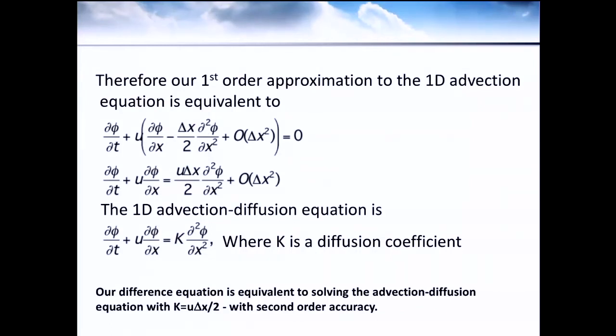That's from the previous slide. We can rearrange that and it looks like this. So now this equation that we're trying to solve, if we keep the leading order error term, we have this extra term in here, which looks a lot like the one-dimensional advection diffusion equation. So while we were trying to solve the 1D advection equation with first order accuracy, what we're actually now doing is solving the 1D advection diffusion equation with second order accuracy.